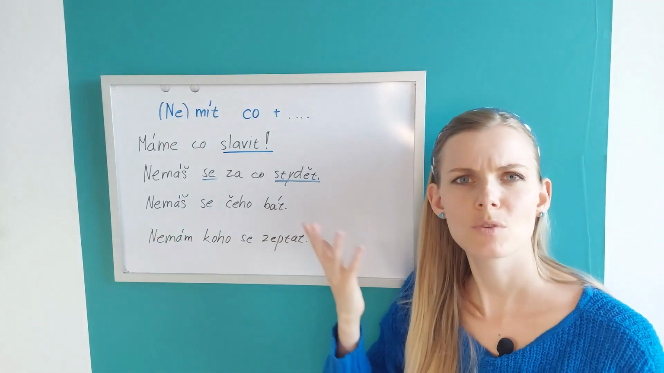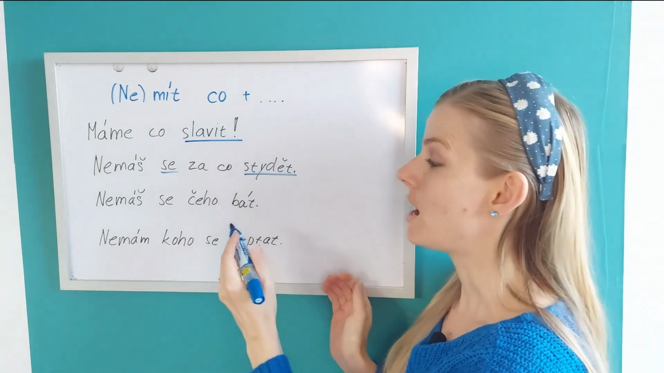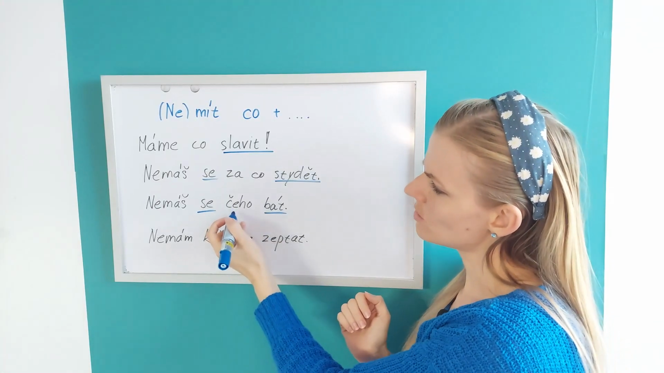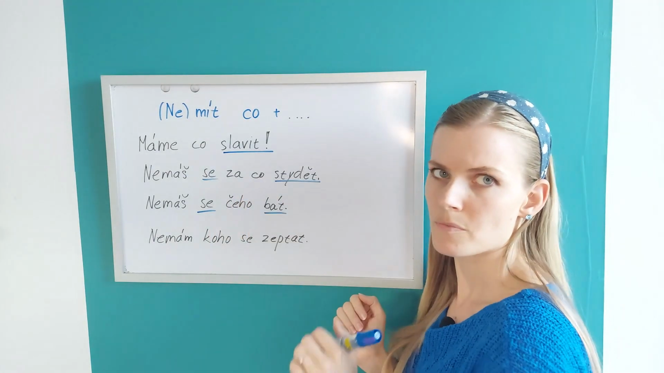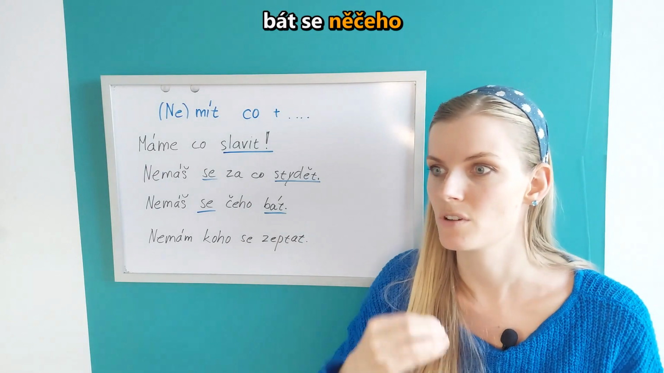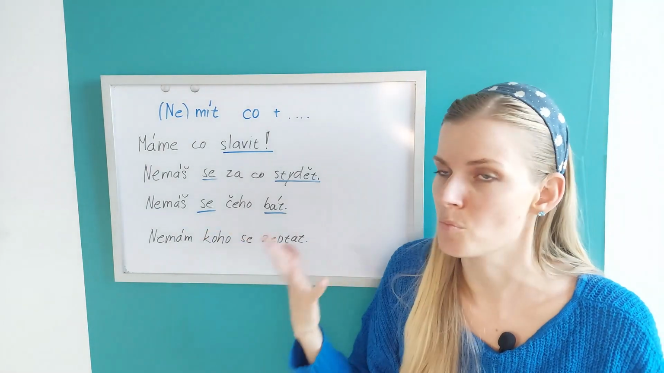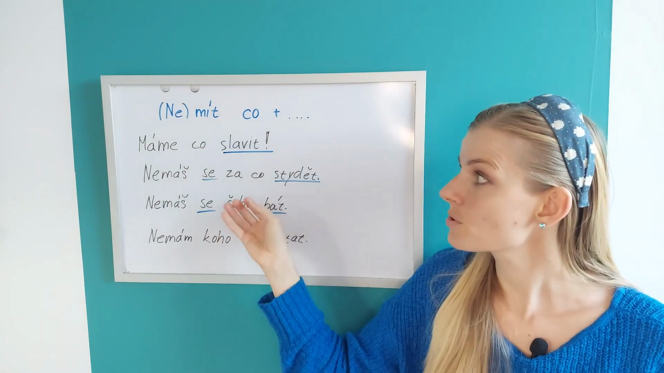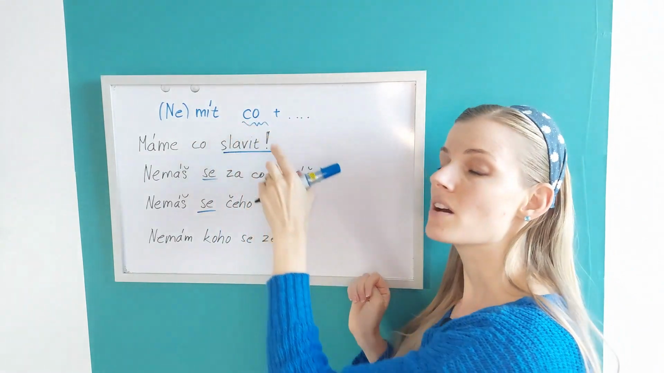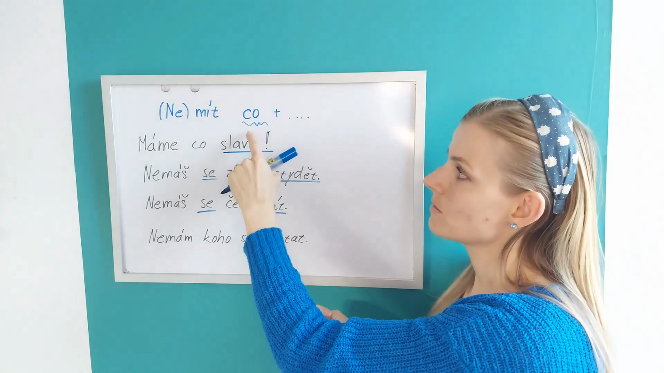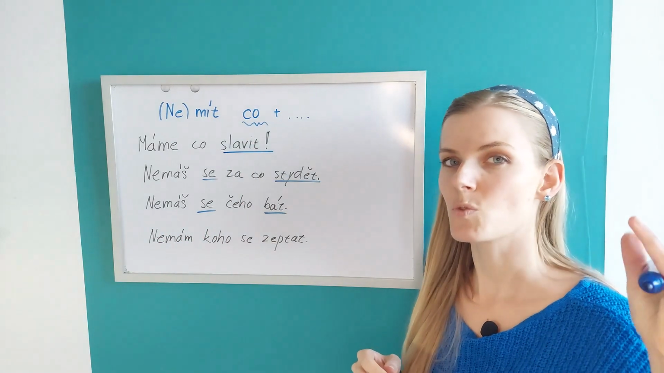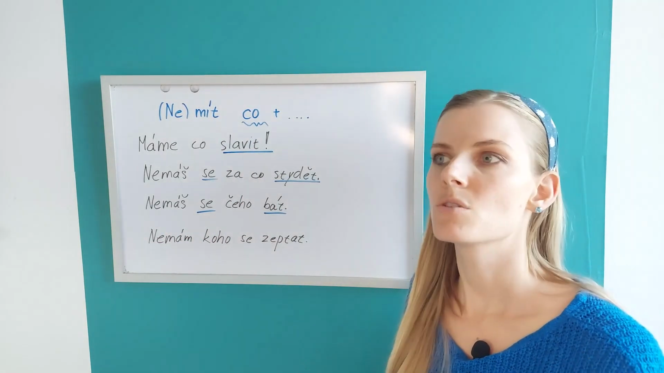Nemáš se čeho bát. What does it mean? Let's look for the verb. Bát se. Bát se. To be afraid of. And what happened here? Why is čeho here instead of co? Because bát se always goes with the genitive case. Bát se něčeho, to be afraid of something. So we cannot say nemáš se co bát, that would be wrong. So the construct that I showed you usually goes with co and usually with the infinitive, but if there is a verb that requires something else, then we have to change this. Just like here, nemáš se čeho bát means you have nothing to worry about, you have nothing to be afraid of.